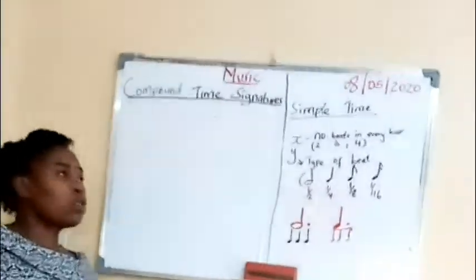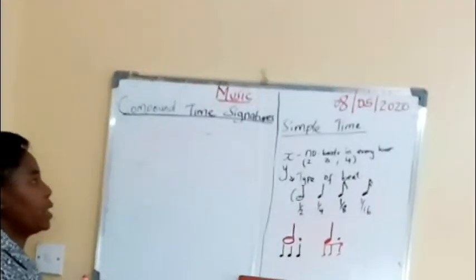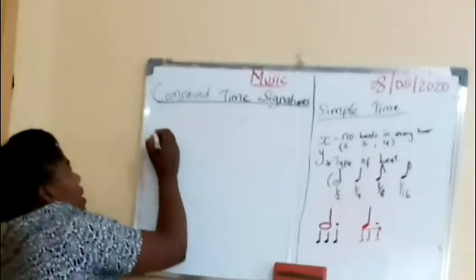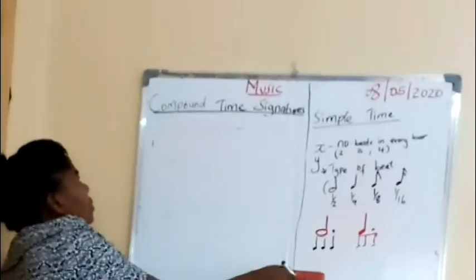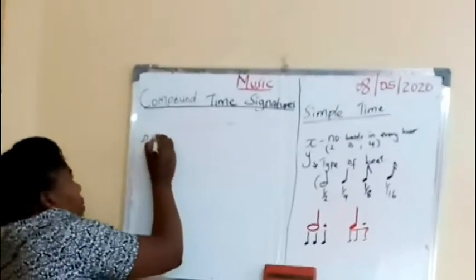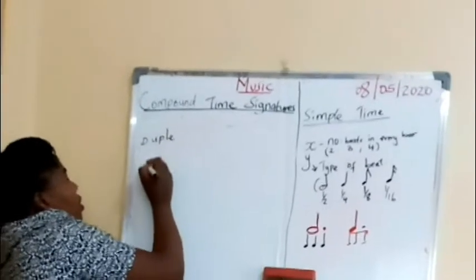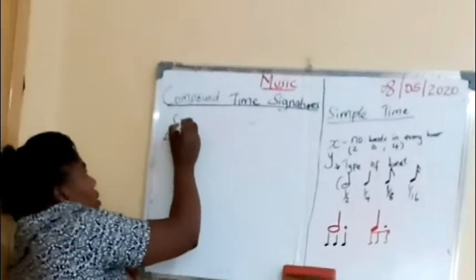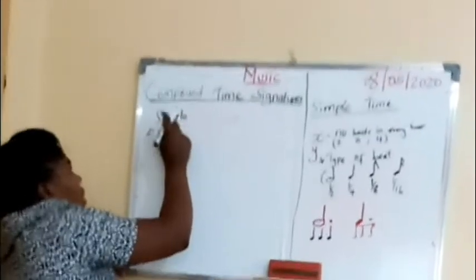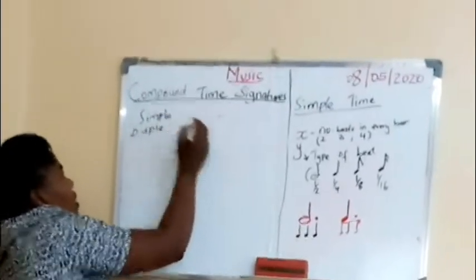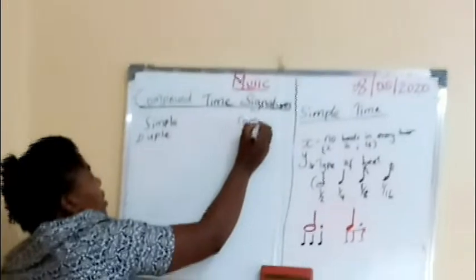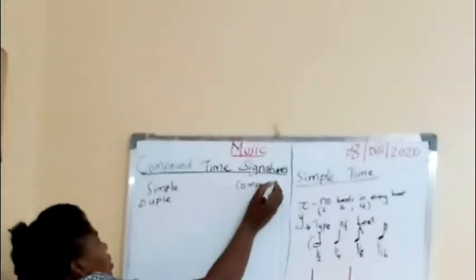I just want us to look at duple time. So this is simple duple, and on this side I just want us to look at compound duple.